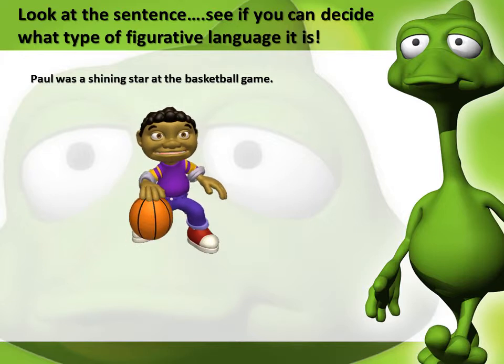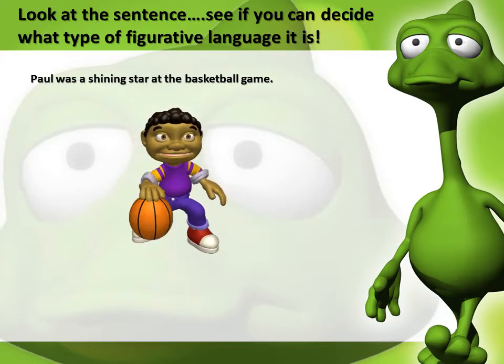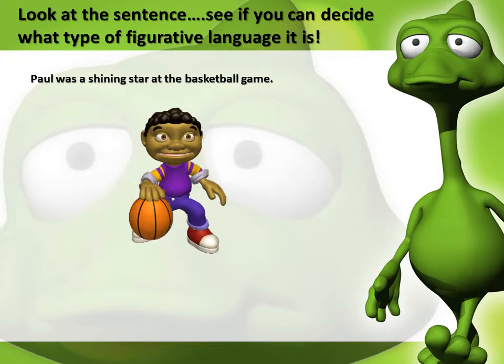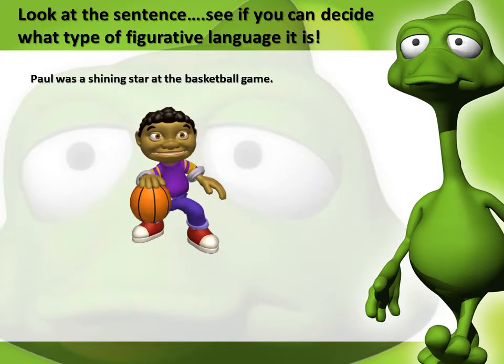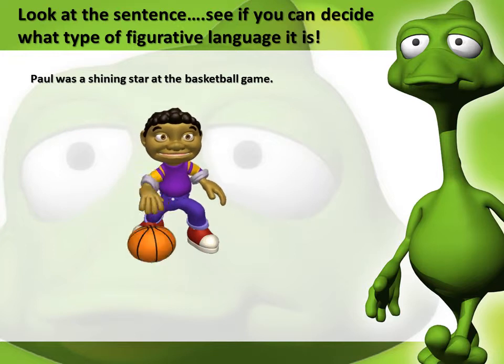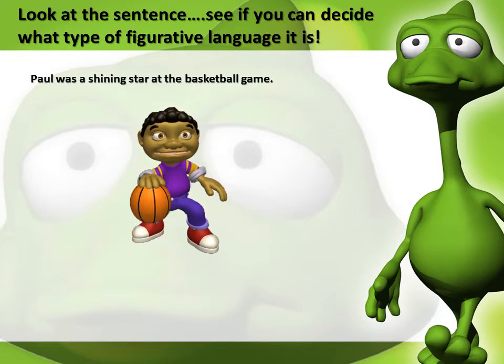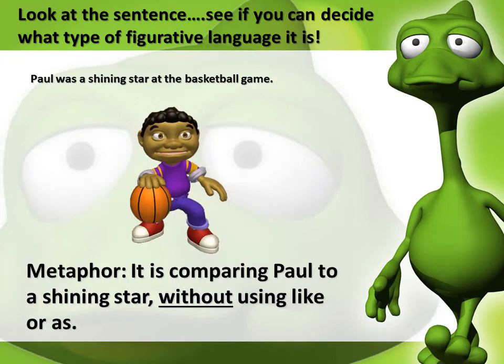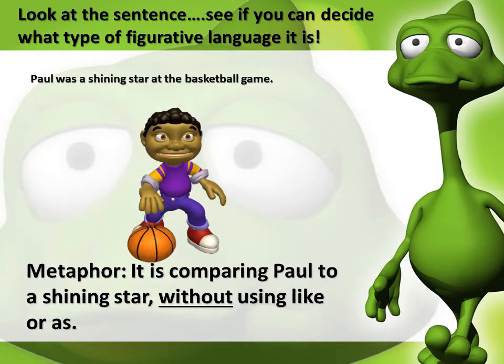This is an example of a teaching activity. In this particular activity, we are asking children to determine what type of figurative language is used in the sentence. Paul was the shining star at the basketball game. This opens up dialogue between the therapist and the student as to what shining star means and what kind of figurative language. When we click on the slide, the answer slides across, letting us know that it is a metaphor and explaining why.